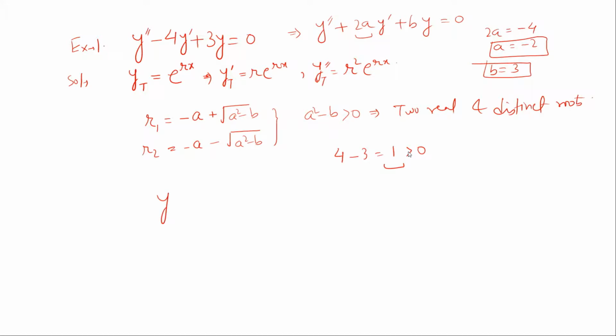For that we have the general solution of the homogeneous equation as c1 e to the power r1x plus c2 e to the power r2x. Now we will see that r1 is equals to minus of a, which is minus of minus 2, plus root a square minus b, and a square minus b is 4 minus 3, that is 1. So minus of minus 2 is plus 2 plus root 1 is 1, that is 3, and r2 is equals to 2 minus 1, that is 1. So one root is 3 and the other is 1.